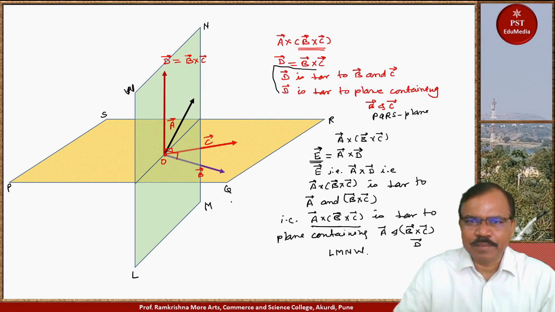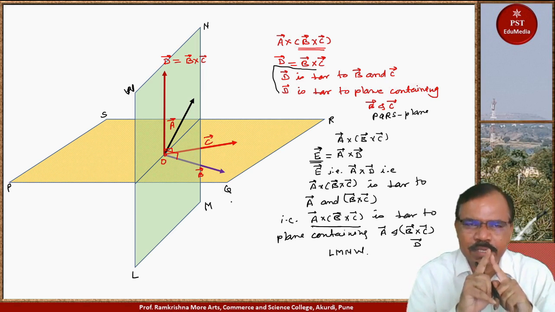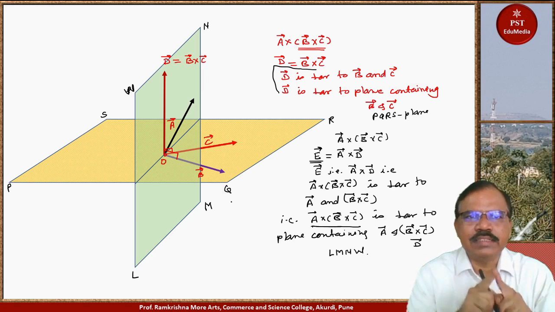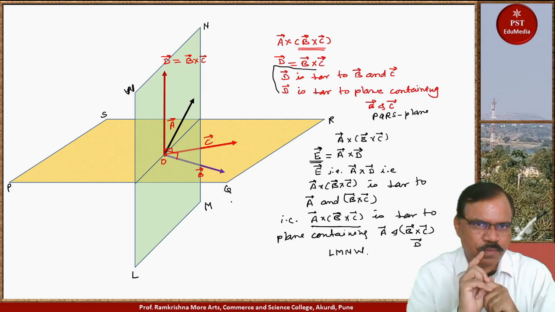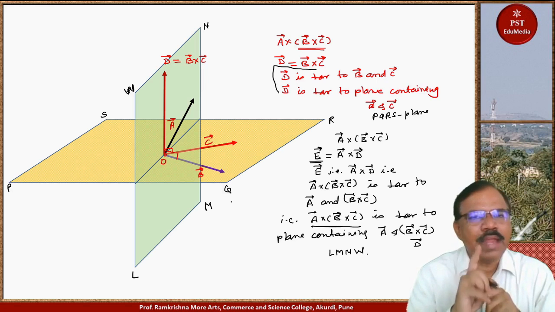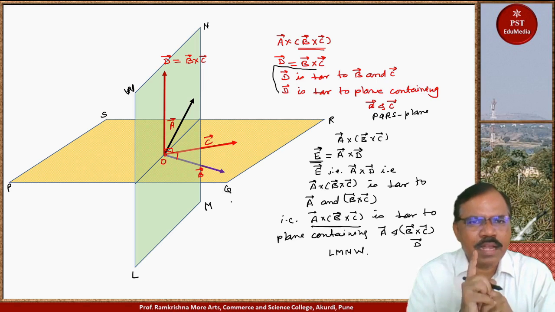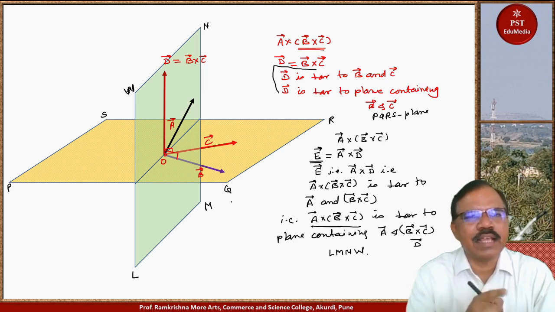Now if we see, vector D lies in the plane LMNW, and D is perpendicular to C and perpendicular to B. And vectors B and C lie in the plane PQRS. So the LMNW plane is perpendicular to the PQRS plane.